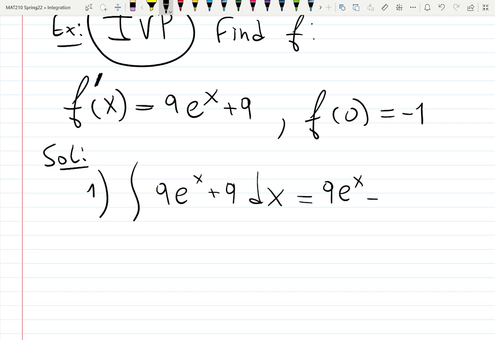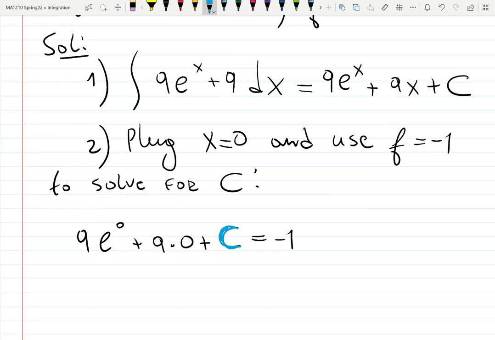Solve for c. The thing is, remember, e to the 0 is not 0. It's 1. So you should be careful with that. 9 plus 0 plus c equals -1. c is -10. So the answer: can you do this? If it's multiple choice, can you choose it? Or if it's a written part, can you write it down? F is 9e to the x plus 9x minus 10. That is the answer. Can you do this one?